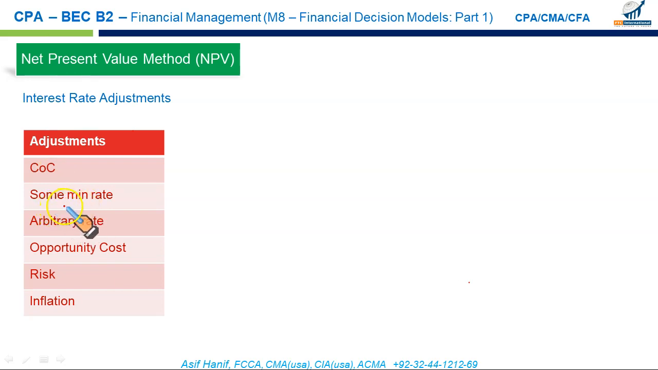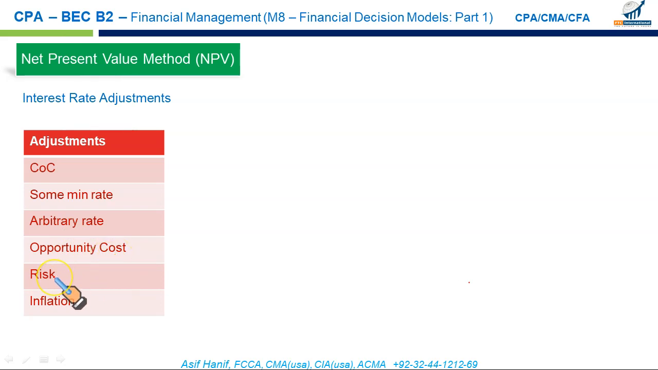Or you may select some minimum rate desired by the management. Any rate arbitrarily selected by the management, 6%, 5%, whatever the management selects. If the management says so, we have to use that rate. So it could be some minimum desired rate of return. We can also take the interest rate on opportunity cost.